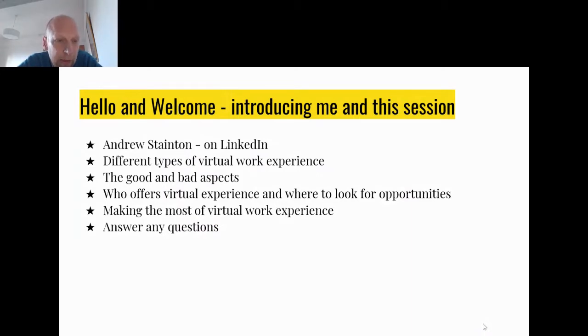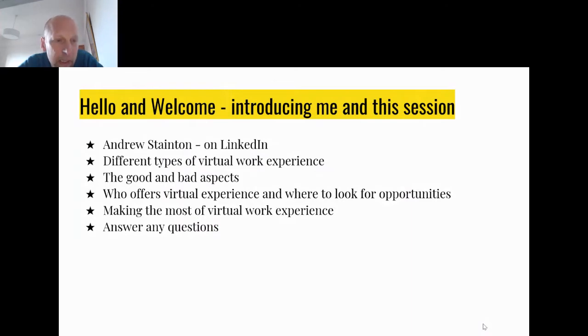So what we're going to cover in this session, we're going to look at the different types of virtual work experience and explain what we mean when we talk about virtual work experience. Be honest about the good and the bad aspects of those, or the positives and negatives. Look at some of the main providers who offer virtual experience and where to look for opportunities. Give you some tips if you take on a virtual internship or placement in terms of making the most of it. And then we've got time to answer any questions that you might have later on. Okay, so if you can move to the next slide, please, Laura.